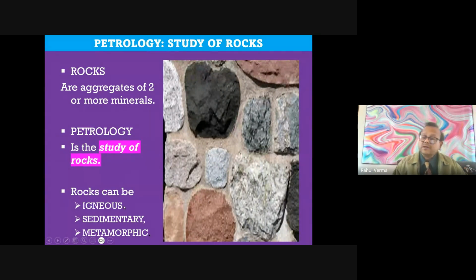And when these rocks are weathered and eroded, scratched, you can say, and then deposited somewhere, then it becomes sedimentary rock. And then either igneous or sedimentary rocks, when they go under temperature and pressure, can change their shape and texture, everything. That is called metamorphic rock. You can see.